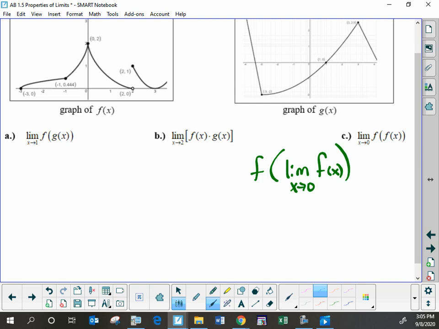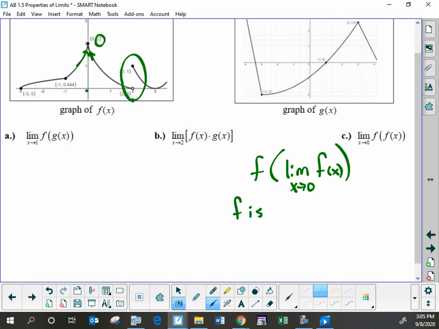All right, so over to our picture. As I come into 0, from the left and the right, it agrees at a height of 2, doesn't it? So I get 2 coming out of here. And now what is f of 2? Ooh, f of 2 doesn't exist. So let's just say, let's write this in here.